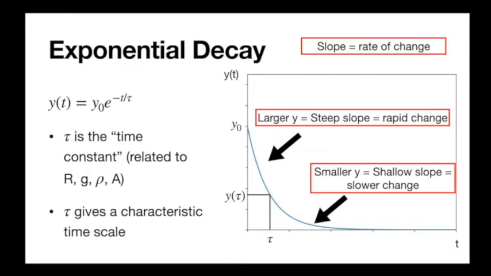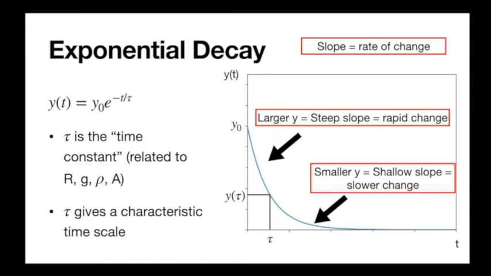So this could be 1 second, which tells us that our system decays on the time scale of seconds, right? It tells us that after a second we'll be down to a third, and then after 3 or 4 seconds we'll be essentially at 0. Tau could be an hour, which tells us that our system takes an hour to decay to a third of its original value. And then in 4 or 5 hours, whatever, it'll be down to 0.